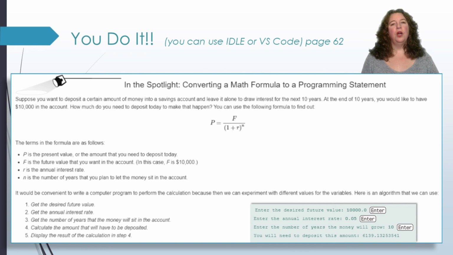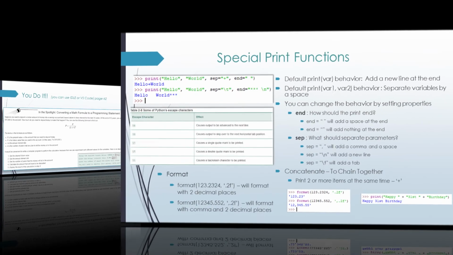Okay, so I'm going to go ahead and stop talking and let you pause the video. I want you to go write this code. Get to the point that you can see the value and you can see the results. When you put in $10,000 at 5% for 10 years, you need to put $6,139.13 into your account now. Okay, go play with this and then come back when you're done.